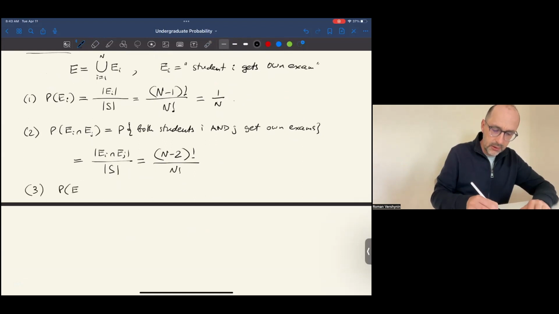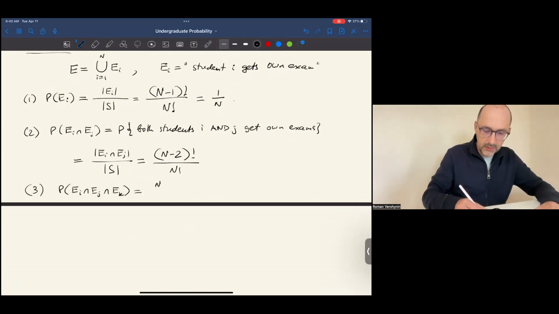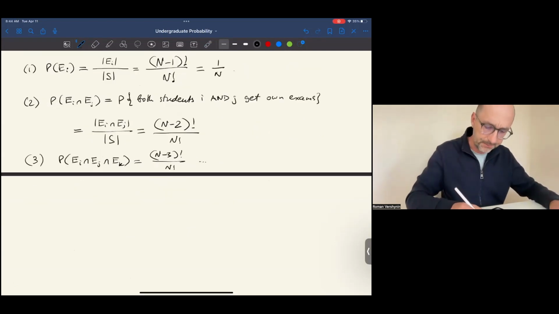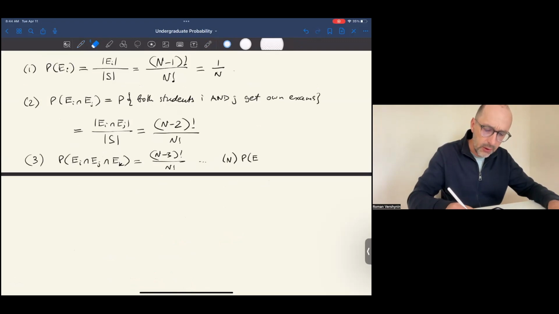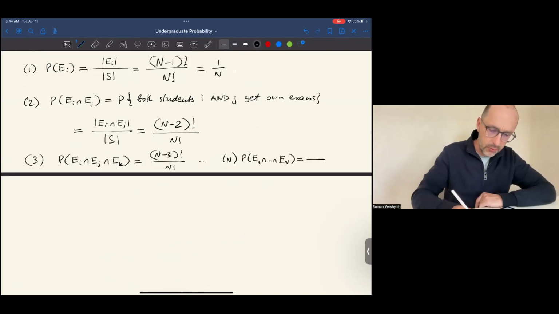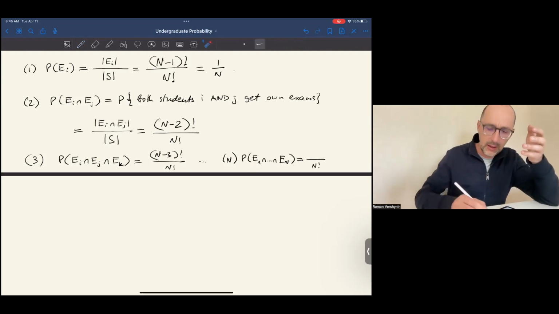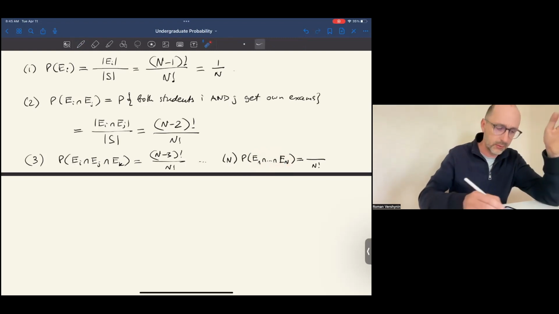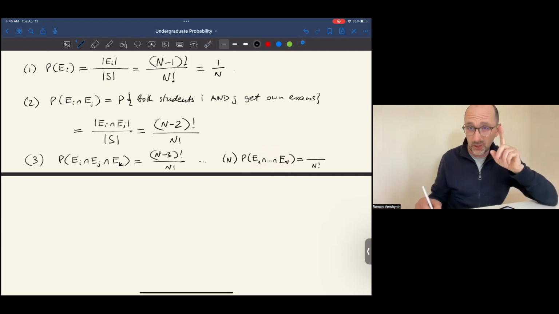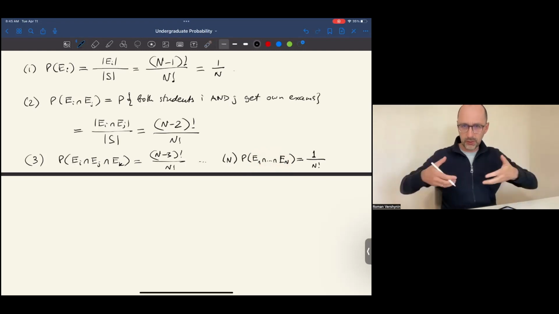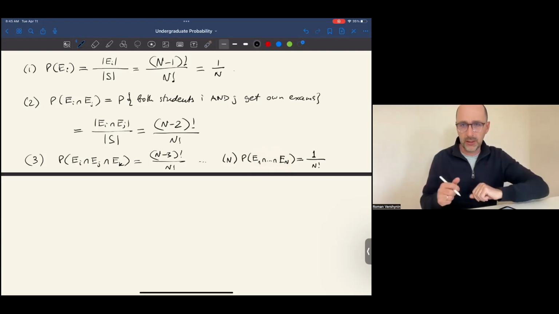Similarly, 3-wise intersections will be (n-3)! divided by n!, and so on. Finally, the last step, the intersection of all of these events, all n of them, is again the ratio. The numerator would be the number of ways to return the n exams to n students so that every single student gets their own exam. How many ways are there to do that? One. There's only one way to return all exams in which everyone has their own.